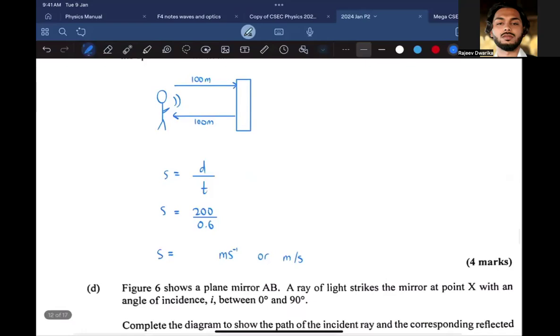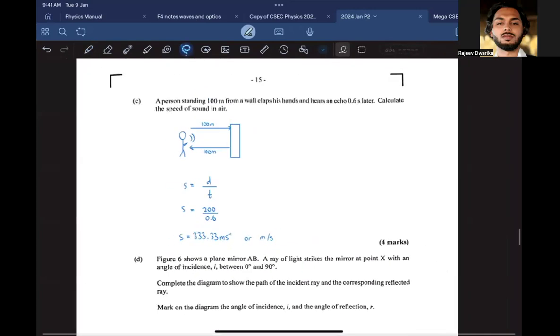That makes sense because we know the speed of sound is approximately the same. Do you know the speed of sound? I think it's 330. Let me verify that. When I look on Google, it's saying 343. 333 is very close to 343, so we're doing something right. So that's how you get your answer.